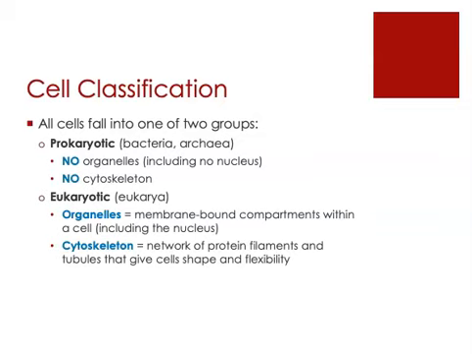Eukaryotes also have a true cytoskeleton. Now again, the cytoskeleton does a couple of different jobs for the cell, and we'll talk a little bit more about it in a minute. But for now, understand that the cytoskeleton is this very complex network of different proteins, and these proteins are shaped like linear filaments, and they help really give a cell its shape and also its flexibility. We'll talk a little bit more about them in just a few minutes.